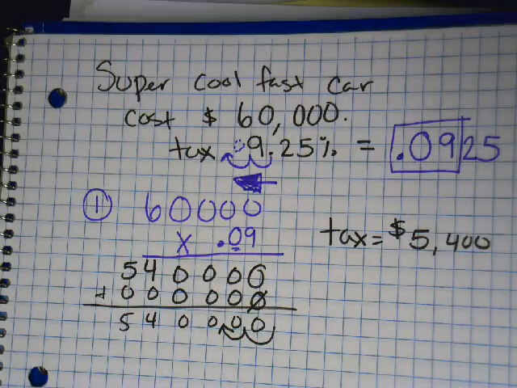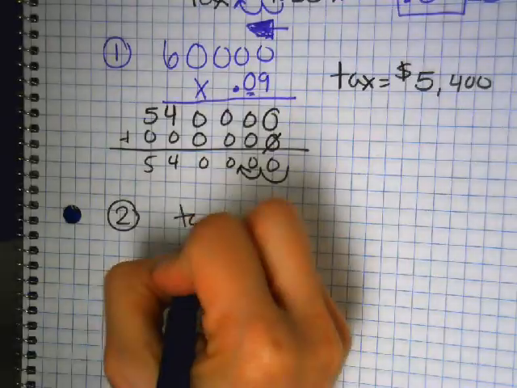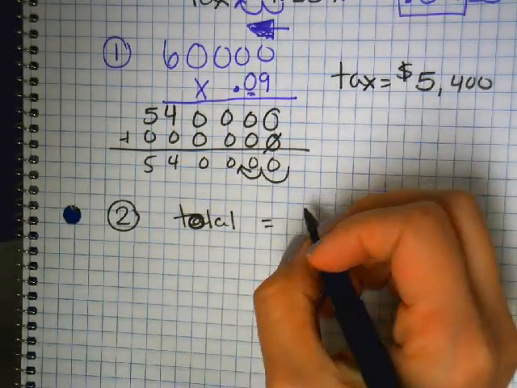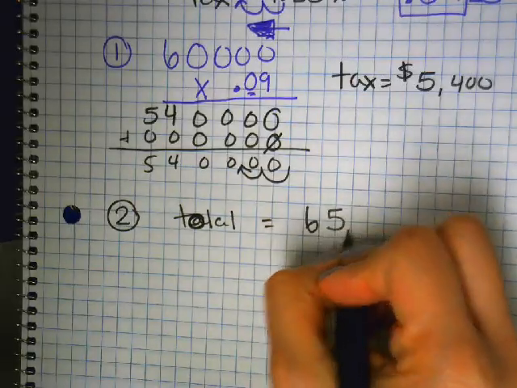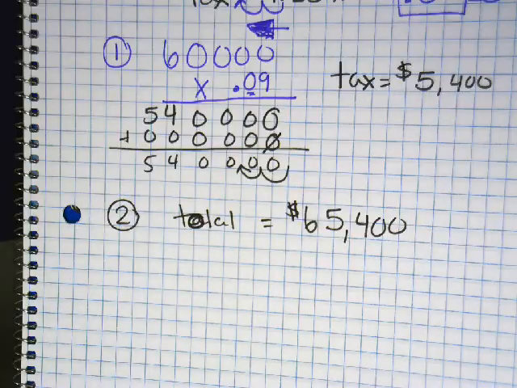$5,000 just in tax. It's a little more because I rounded down. So it's a little more than $5,400 just in taxes for a car. So how much do I pay in total for this car? What's my total? $65,400. I added it in my head. Hope that's okay.